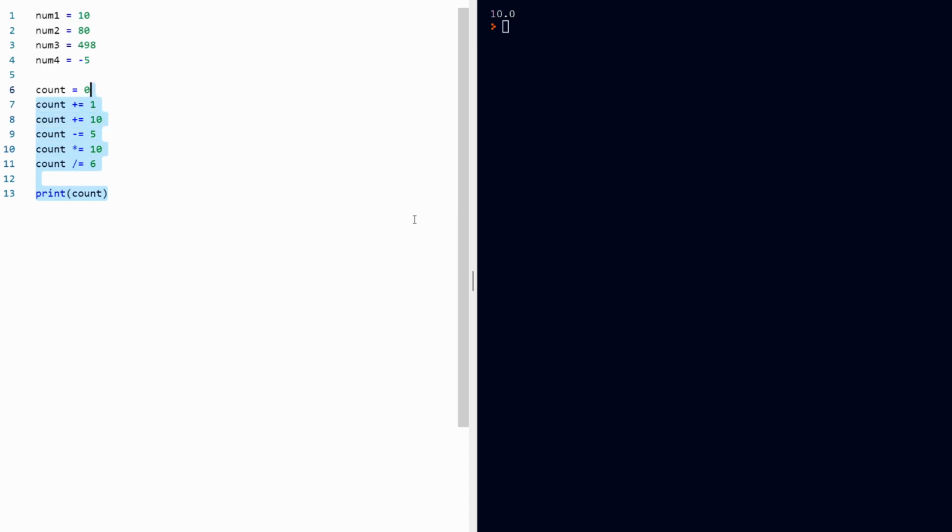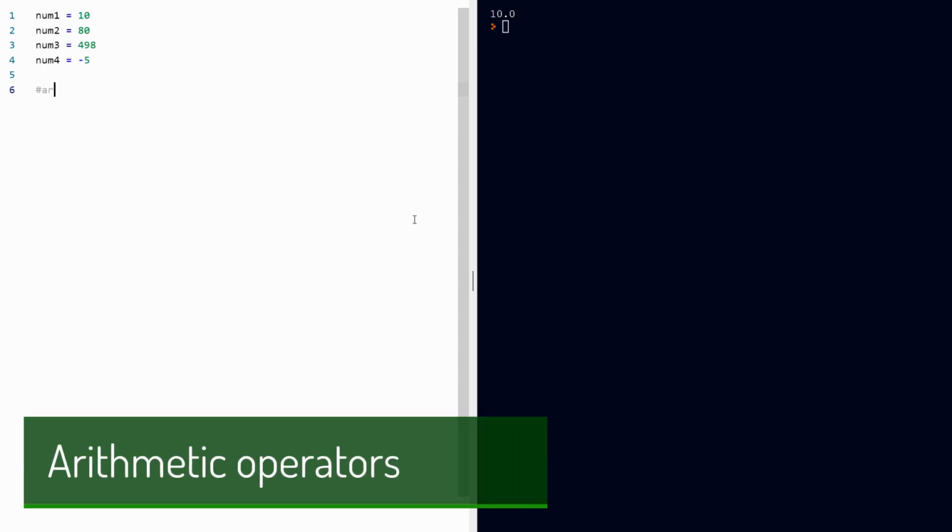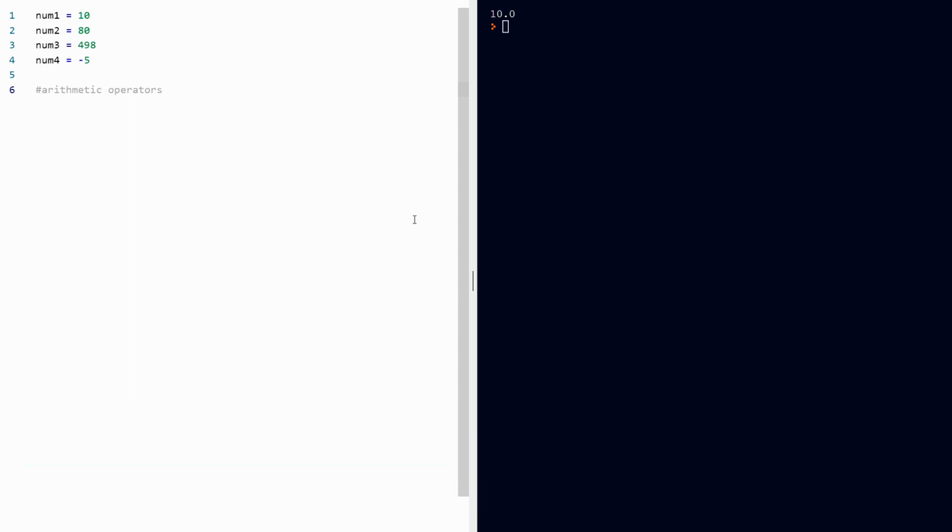So I'm just going to delete all of the count stuff, but I'll keep the variables at the top because I want to do some stuff with those. I now want to talk about arithmetic operators. I'm talking about adding, taking away, multiplying, dividing, but also raising numbers to the power of something, as well as some other types of division such as floor division and something called modulo division. Now don't worry about those last few if they didn't make sense right now. I'm going to go through them, but let's start with the ones that you do know.